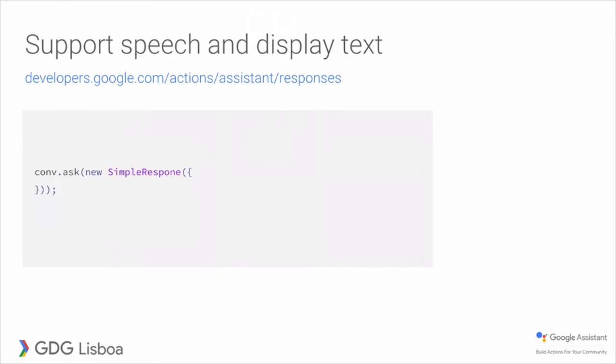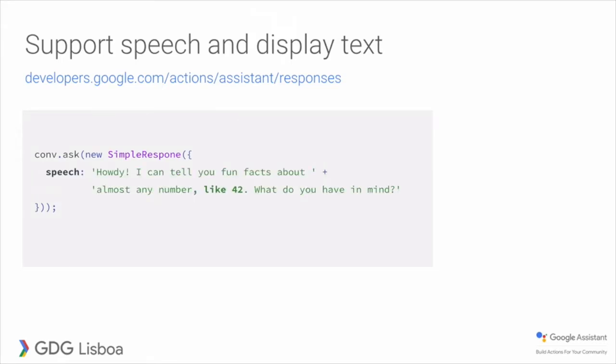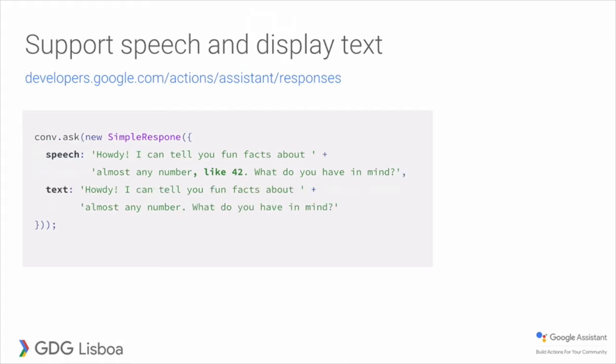So let's start with something simple. Let's give a simple response to the user. So we've got an intent triggered, let's say the welcome intent or something like that, and you want to display. This is in JavaScript, but you can also write it in TypeScript if you want. And you're going to create a new simple response. So we're going to say a speech. So, howdy, I can tell you facts about almost any number. So we have a number game here. And like 42, what do you have in mind?